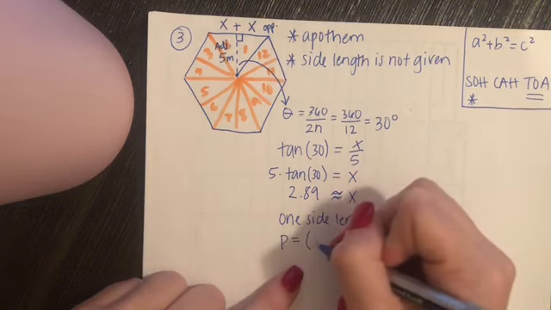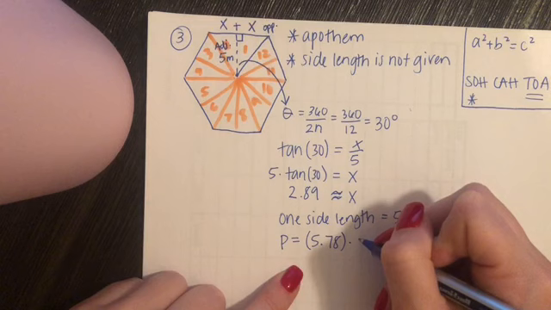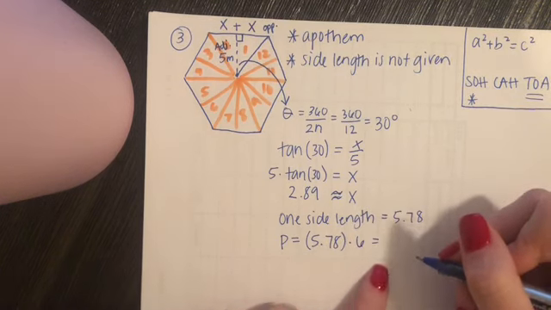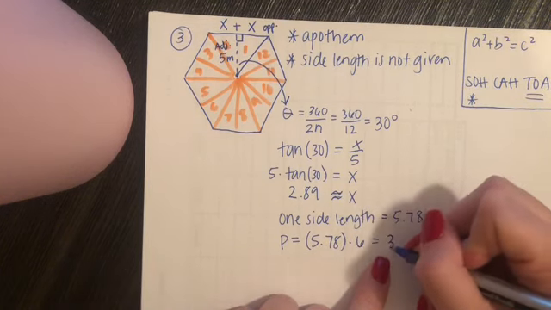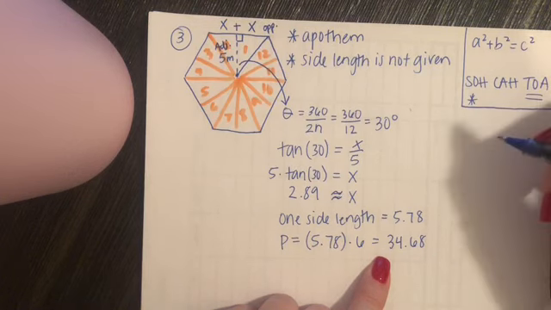Well, if all the sides are the same, then we can go ahead and calculate the perimeter. The perimeter is going to be one side length times the total number of sides, which in this case is 6. So the entire perimeter of this shape is 34.68.